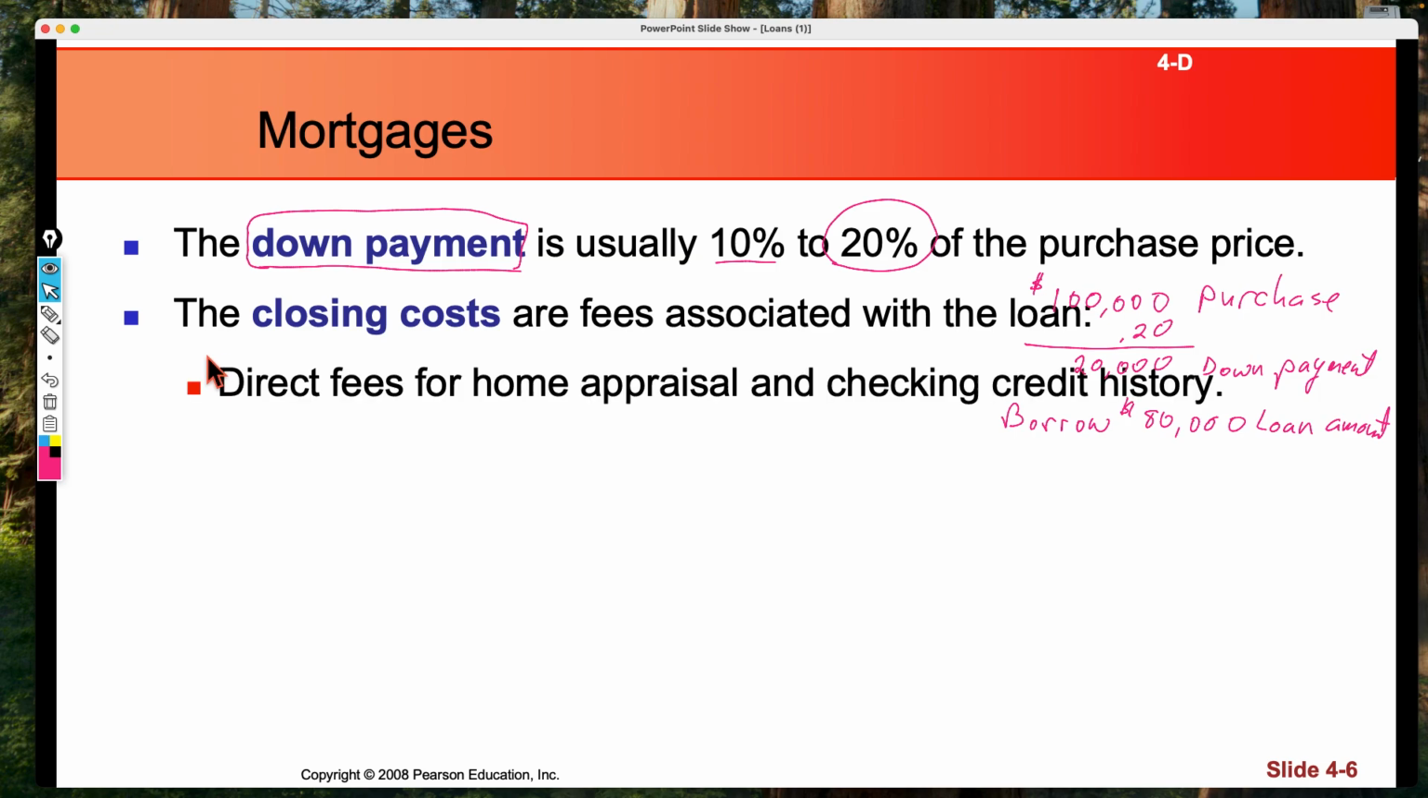Okay. Sometimes you can get the seller to cover some of those, so they basically build that into the sales price of the house. But there's closing costs. So there's direct fees, such as, as I said, the appraisal of the house to make sure it has value, checking the borrower's credit history to make sure that they've got a history that they'll be paying it back. And again, if you've got good credit, typically you can get lower interest rates. If you've got some other type of credit, you might have to pay a higher interest rate, or maybe you won't get the loan at all.